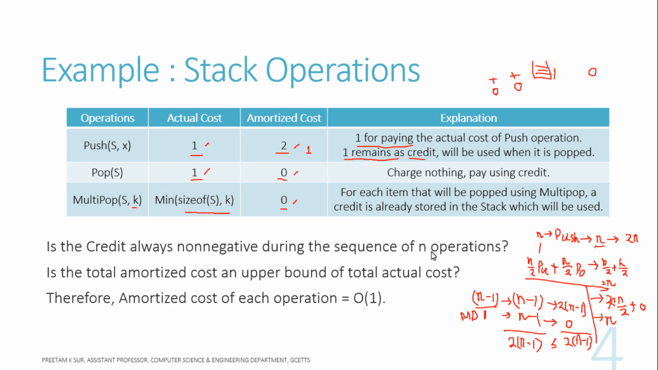Hence the amortized cost for each operation is order of 1. The amortized cost for push is 2, which is order of 1, because it is not dependent on n. The amortized cost of pop is 0, a constant, so order of 1. The amortized cost of multi-pop is 0, which is also order of 1. In that sense all of them are order of 1.